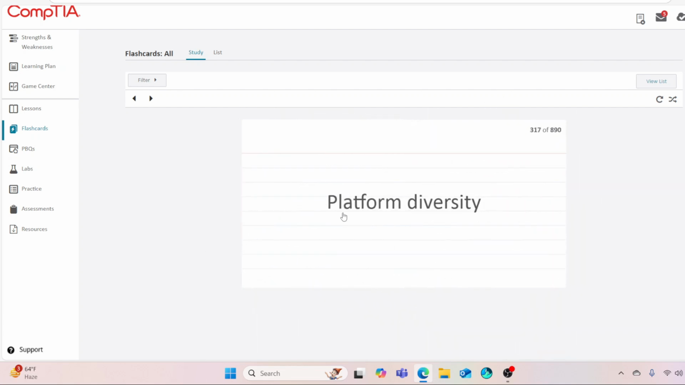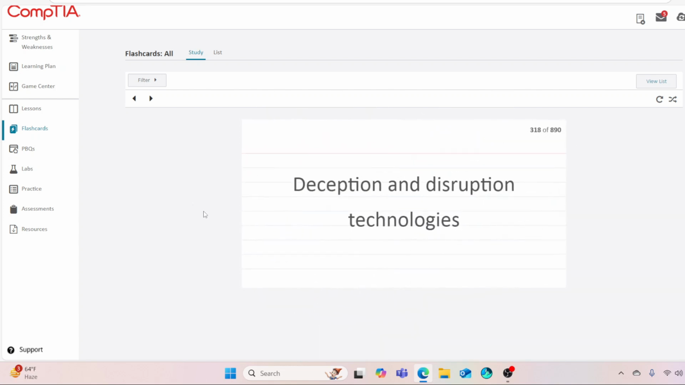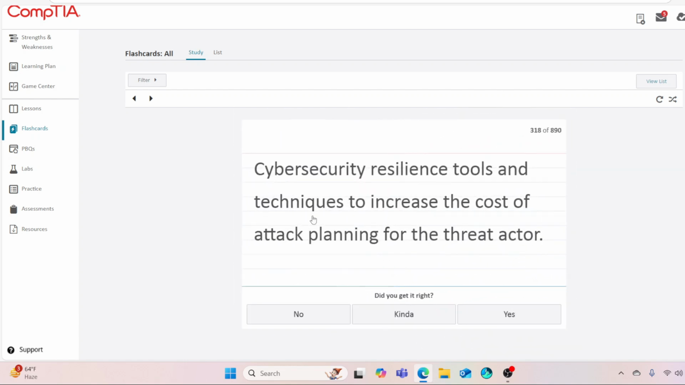Platform diversity. A cybersecurity resilience strategy that increases attack costs by provisioning multiple types of controls, technologies, vendors, and crypto implementations. Deception and disruption technologies. Cybersecurity resilience tools and techniques to increase the cost of attack planning for the threat actor.